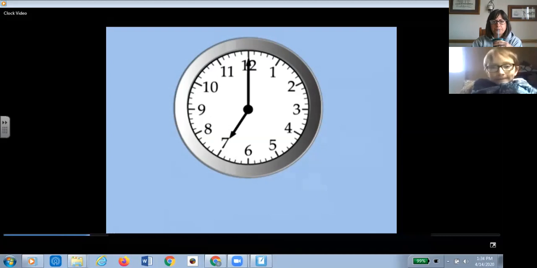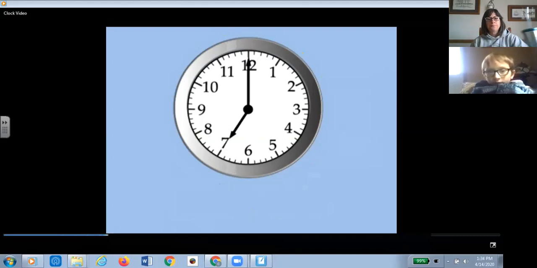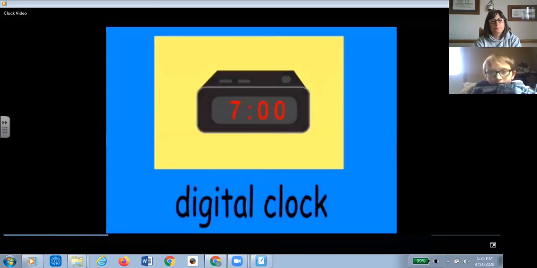This is another kind of clock. It is called an analog clock. It is usually round and has numbers on it. It has hands that go around. The hands show the time. A digital clock shows the time with numbers.